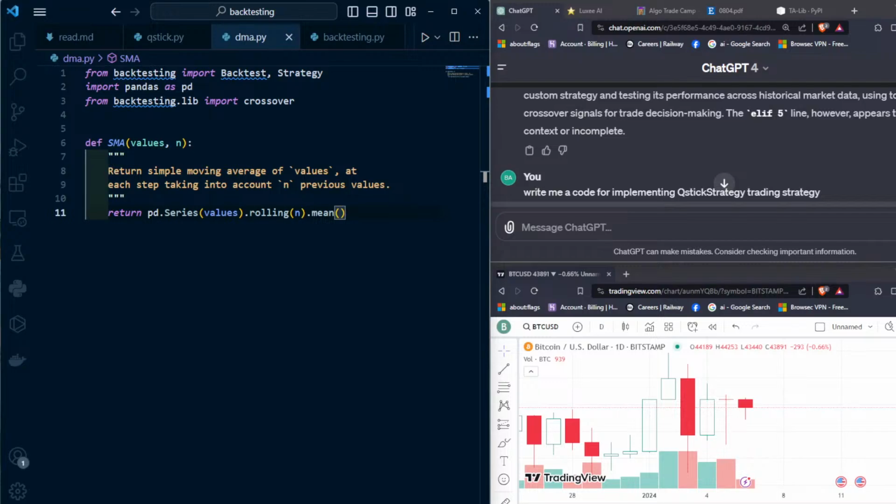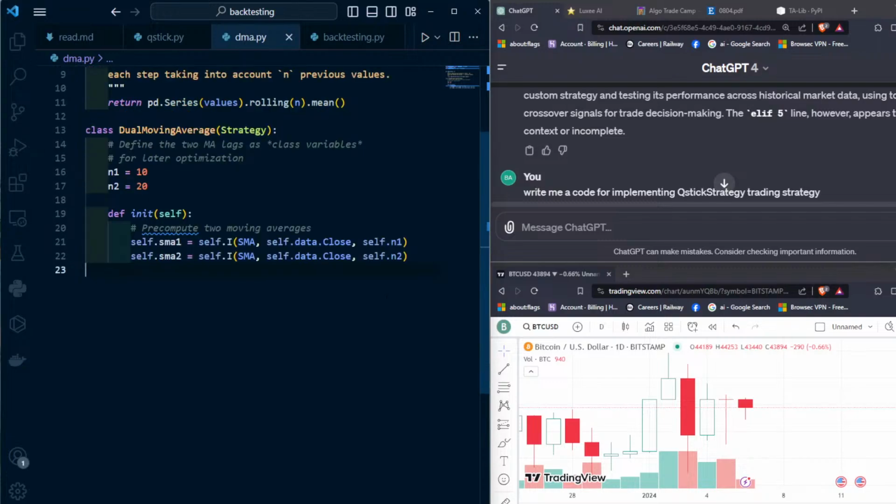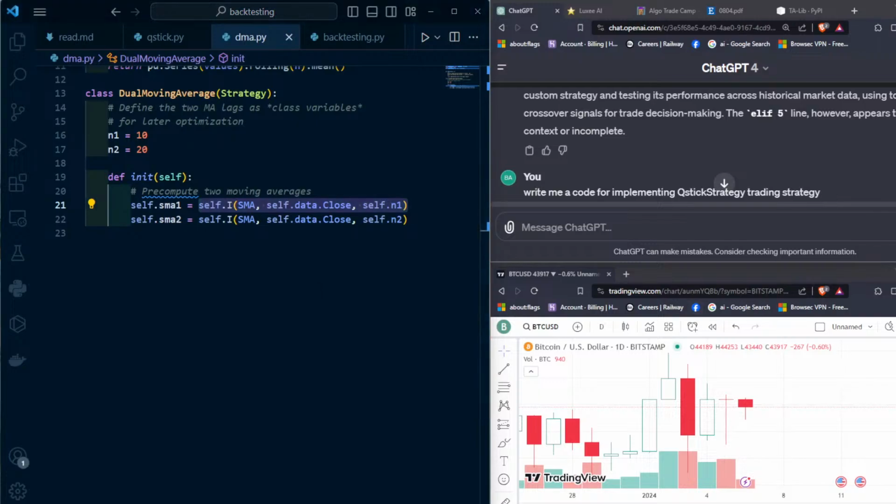So in that initialization, first of all, we need to create our class for the strategy like this. Define the two flags as class variables, and this is the init. The initialization function just assigns the SMA1 by the indicator, and it calculates the two moving averages. And in the next, we're going to say when to buy and when to sell.